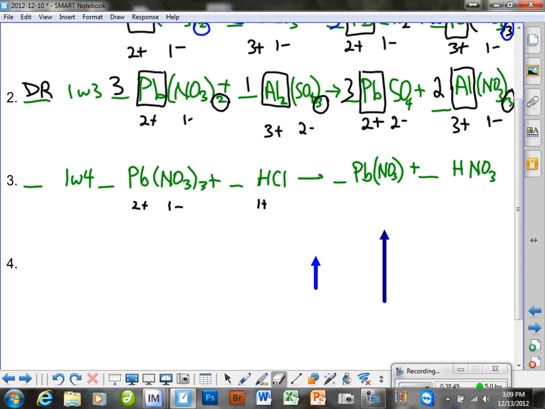What am I doing here? Okay, 1 minus. And lead is what? It's still 2 plus. What's nitrate? 1 minus. So, what's the subscript for the nitrate? 2. Yeah, this guy's going to be a 2. And over here, we have a charge of what for hydrogen? 1 plus. Nitrate is 1 minus. Okay? So, we don't need any subscripts on this guy.